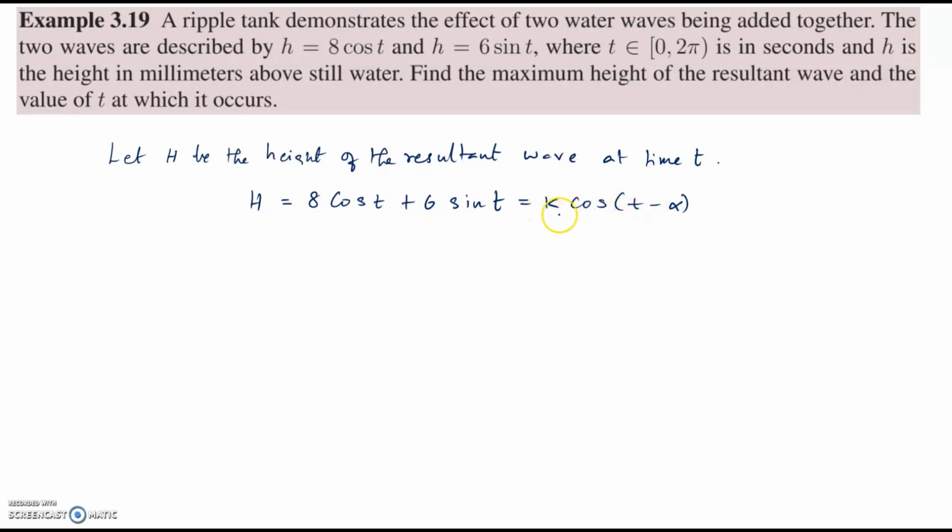Then finding the value of k would be the solution. So let's try and break this down and express it in this form. I can rewrite this as, if I take 10 as a common number outside, then this will become 10 times (4/5 cos t plus 3/5 sin t).